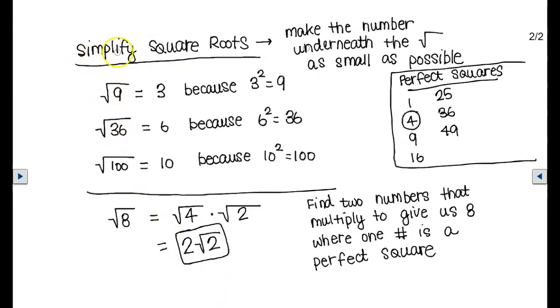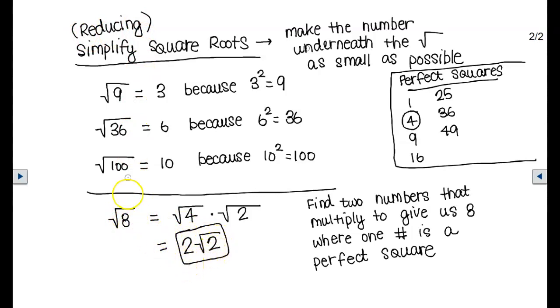Now, normally when we see this word simplify, simplify means that it's going to be simpler. I don't know about you, but I don't think this looks simpler than the square root of 8, but it all goes back to what I said up here. Our goal is to make the number underneath the square root as small as possible. So we had an 8 underneath the square root, and we have reduced that down to a 2. So simplifying a square root is sometimes referred to as reducing the square root. And reducing kind of drives home that fact that you're trying to make the number that's under the square root as small as possible.